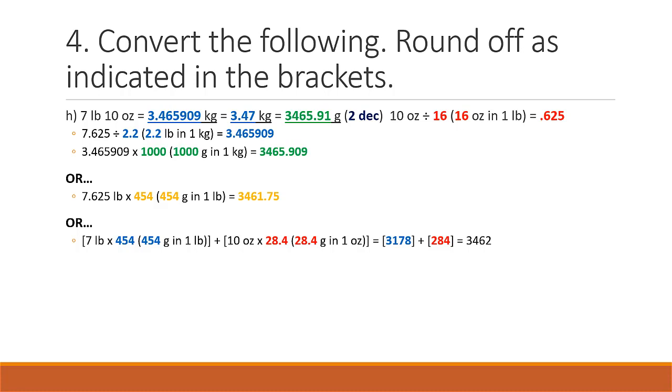And when you round that off to 2 decimal places, you get 3,465.91. Or again, as we did in the other question, we can take the amount of pounds, 7.625, multiply it by the amount of grams in a pound, 454, and we get a rounded answer of 3,461.75. Or once again, figure out how many grams there are in a pound, 7 times 454, the amount of grams in 10 ounces, 10 times 28.4, and when you add all that up, you get 3,465.